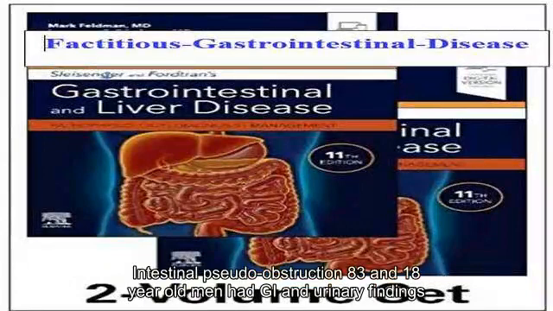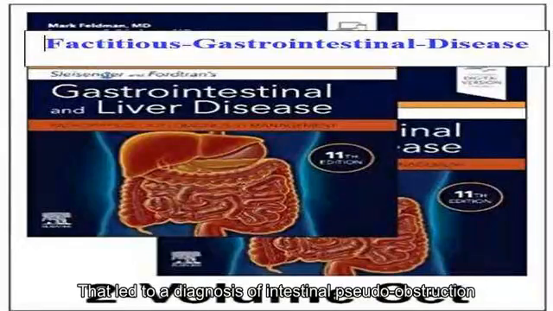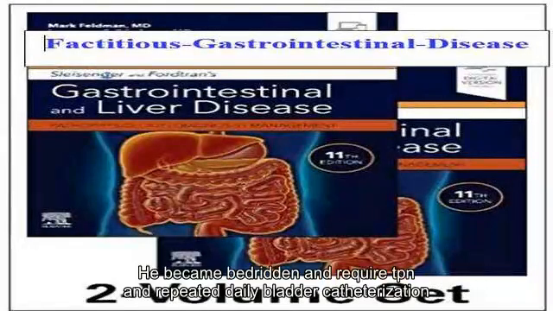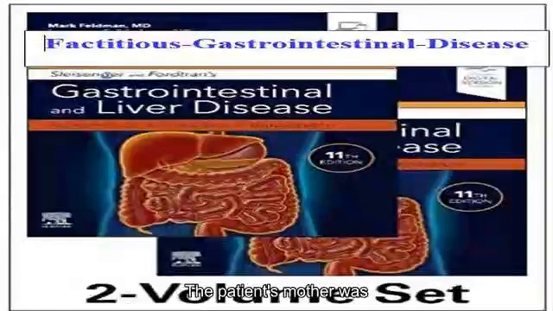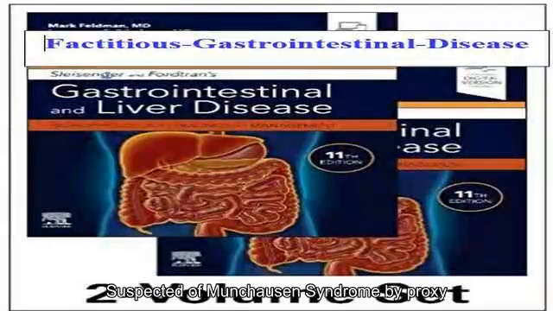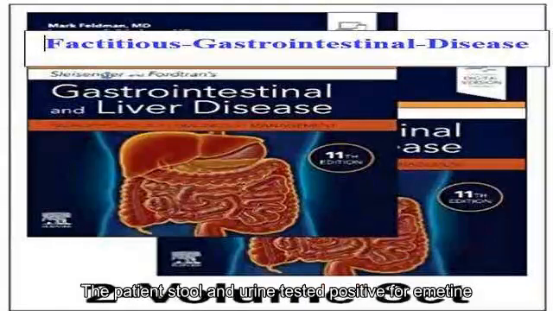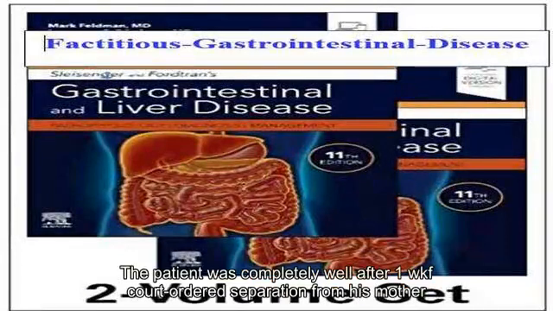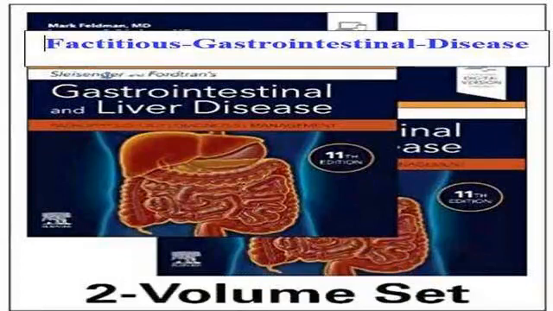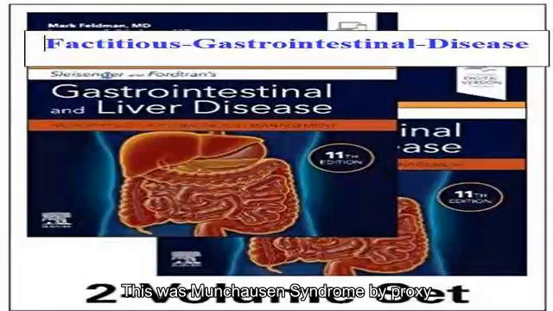Intestinal pseudo-obstruction. An 18-year-old man had GI and urinary findings that led to a diagnosis of intestinal pseudo-obstruction. He became bedridden and required TPN and repeated daily bladder catheterizations, but physiologic testing revealed no evidence of a GI or bladder motility disorder. The patient's mother was suspected of Munchausen syndrome by proxy. The patient's stool and urine tested positive for emetine, a component of ipecac. The patient was completely well after 1 week of court-ordered separation from his mother. The final diagnosis was Munchausen syndrome by proxy.